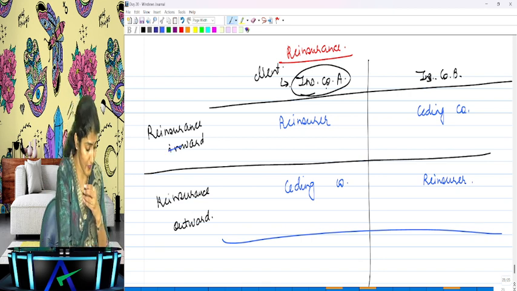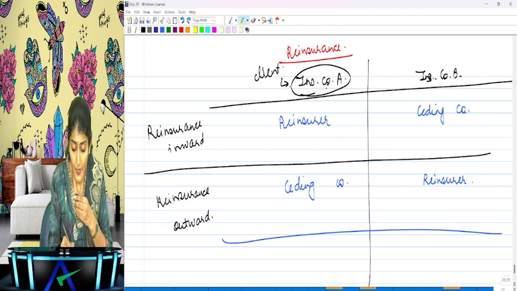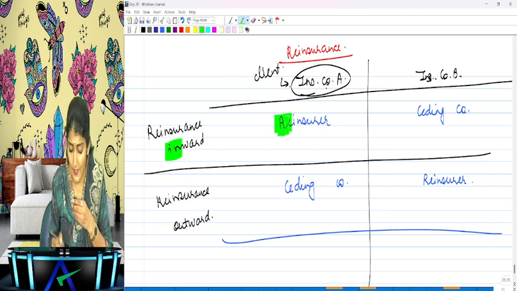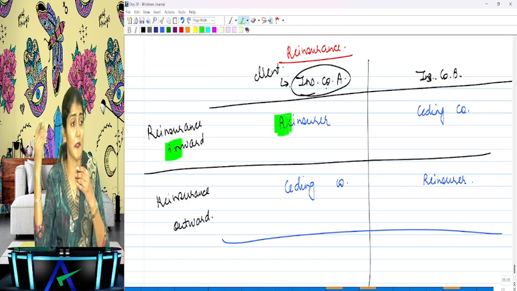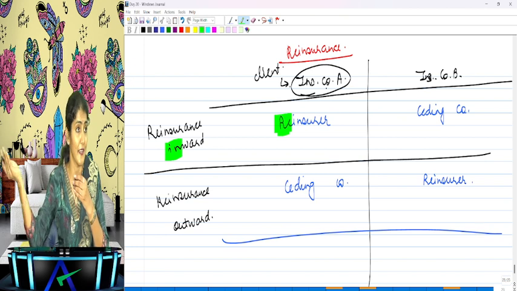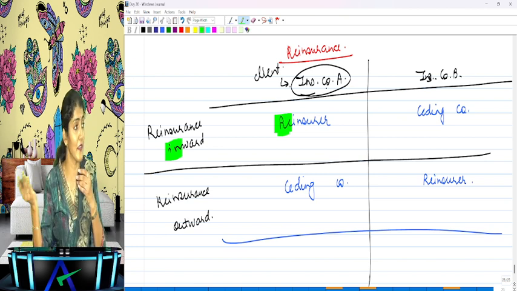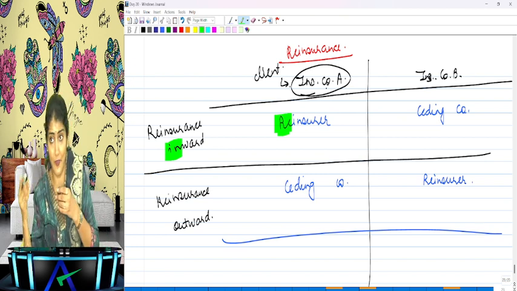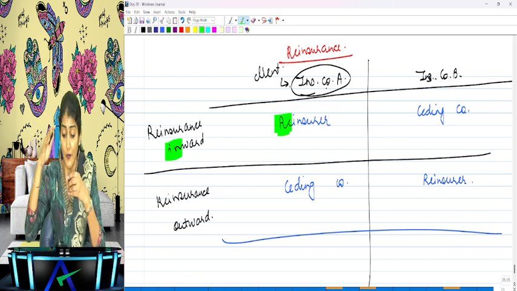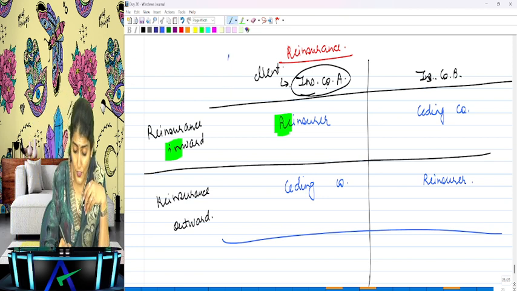Reinsurance inward, my client is the reinsurer. Everything else has to be the balancing figure. Whereas here, in reinsurance outward, my client is the ceding company and the other is the reinsurer. Clear to everyone? Verification of the reinsurance inward and reinsurance outward.